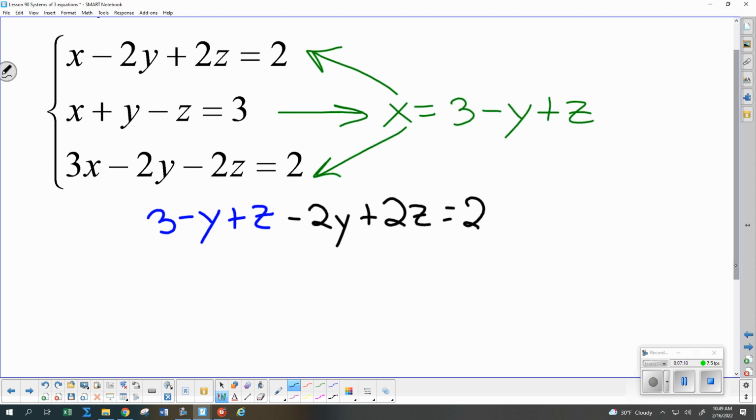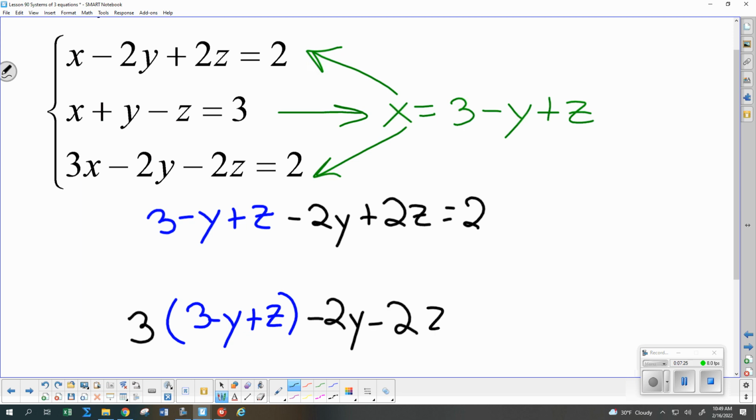And I plug it into the bottom one, and I have 3 times the 3 minus y plus z, and then the original minus 2y minus 2z equals 2. Everybody okay there? Thumbs up, thumbs down, everything looking okay so far?